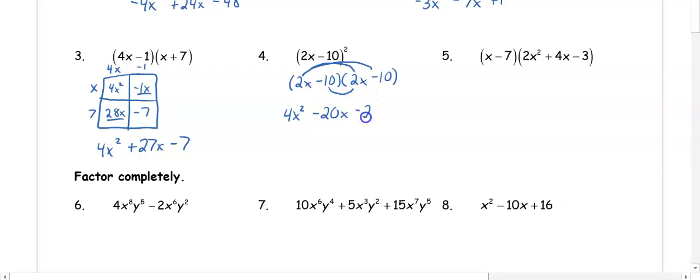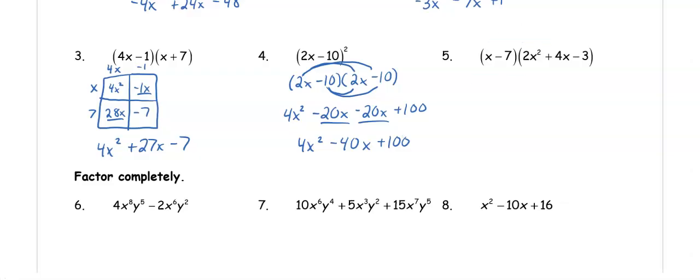Negative 10 times 2x is negative 20x. Negative 10 times negative 10 is 100. And then we're going to combine these x terms in the middle. So we get 4x squared minus 40x plus 100.